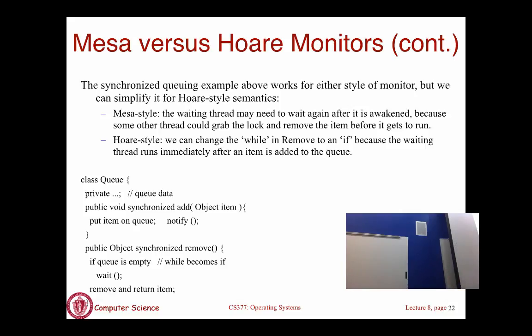So if you had Hoare style, you could simplify your condition variable code. Instead of a while check, you do an if check. That's about the only difference from a coding perspective. Any questions here?